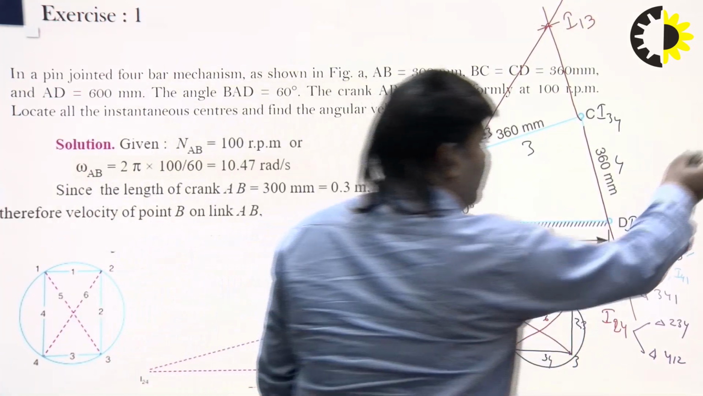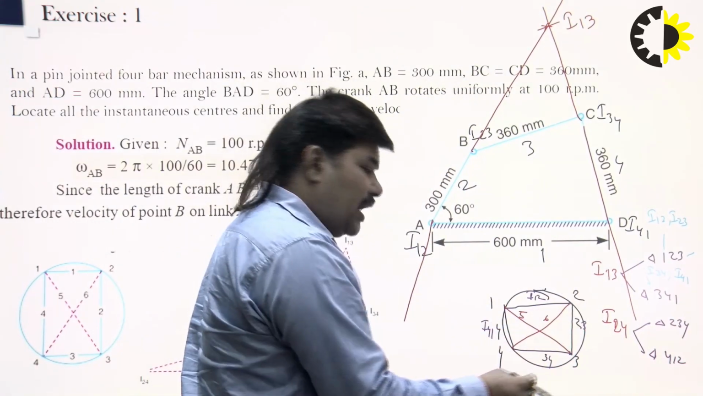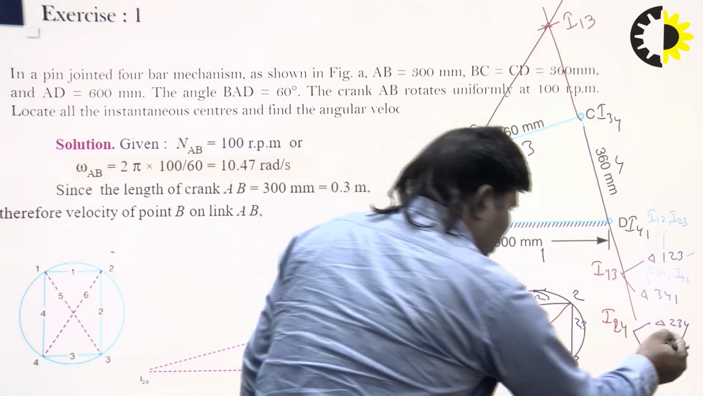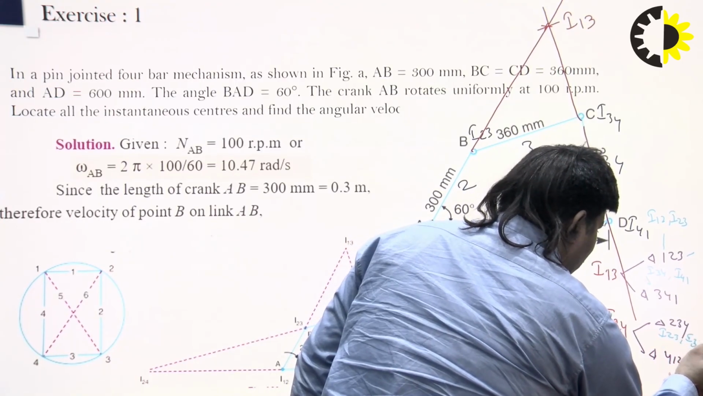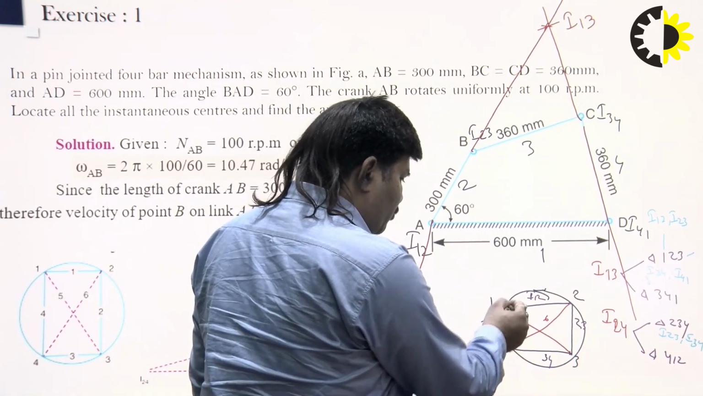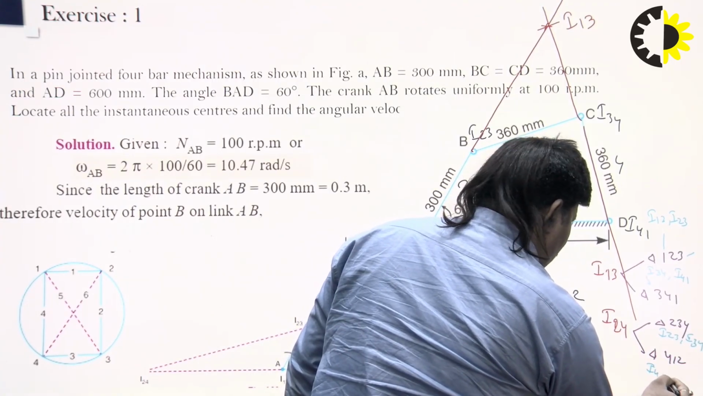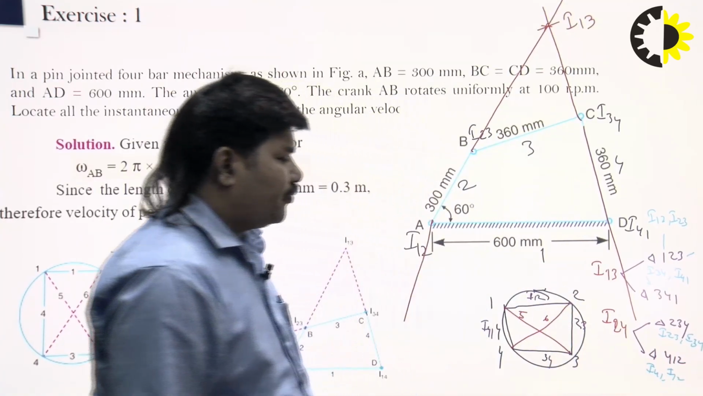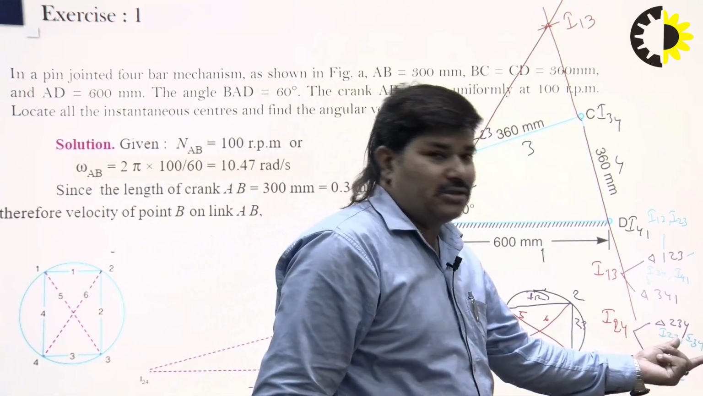So second, we find the instantaneous centers from triangle 2, 3, 4 and triangle 4, 1, 2. So you can see here 2, 3, 4: I 2, 3 and I 3, 4, right? And 4, 1, 2: I 4, 1 and I 1, 2. So you can also check whether the I centers you have taken are correct or not.